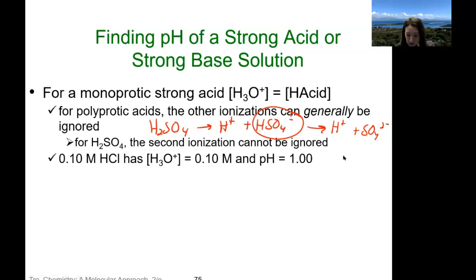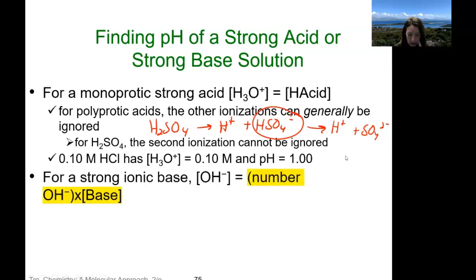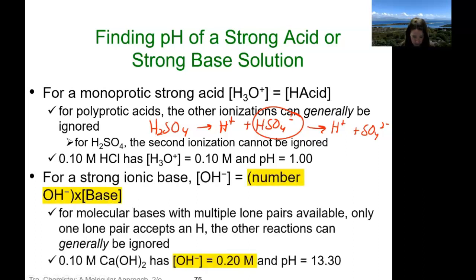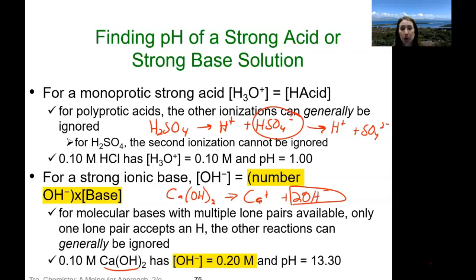Bases are different. For bases, I'll use calcium hydroxide. When this one dissociates, it gives Ca2+ and 2 OH-. This is not stepwise. Both of the hydroxides come off at the exact same time. And so therefore you need to take into account the number of hydroxides when you're doing the pH of a strong base.